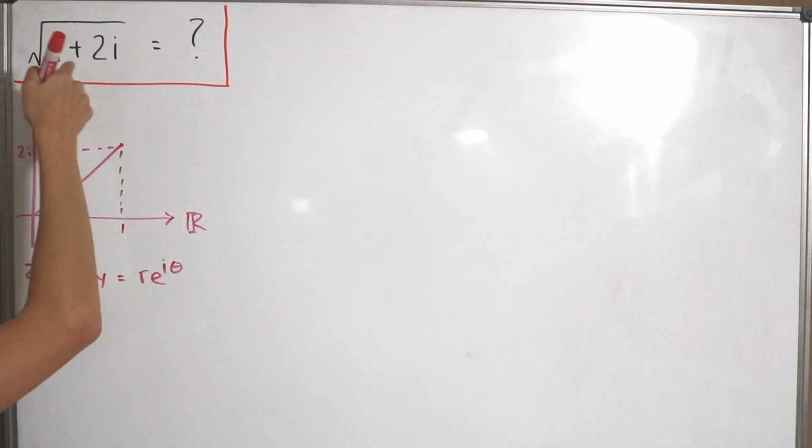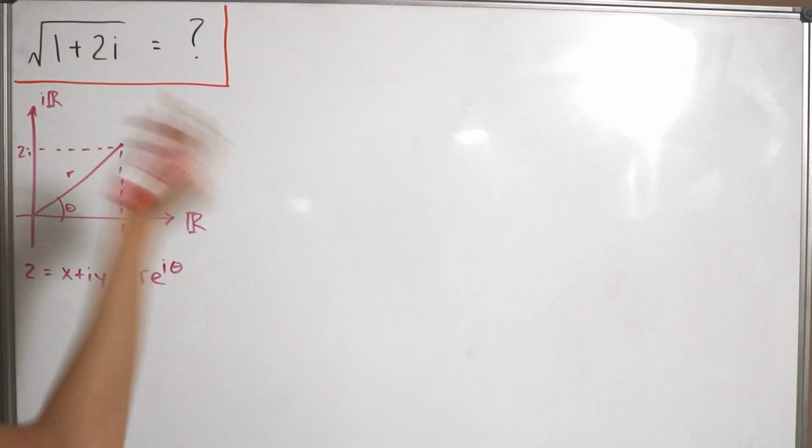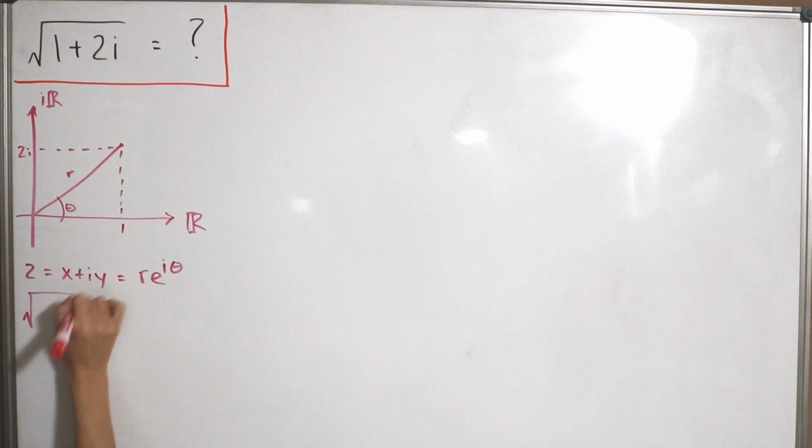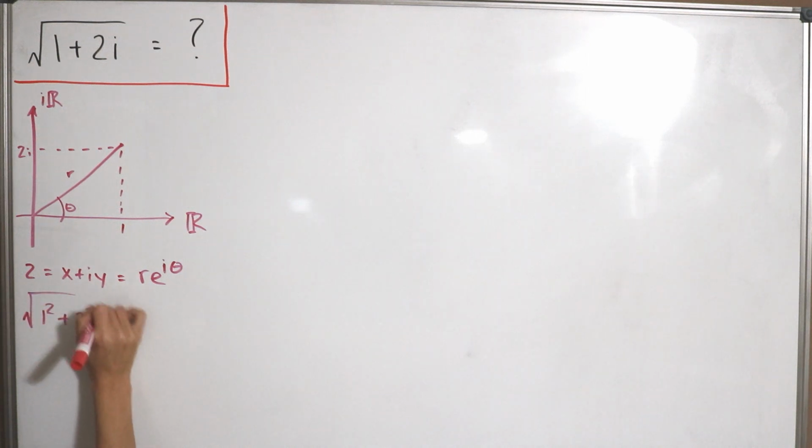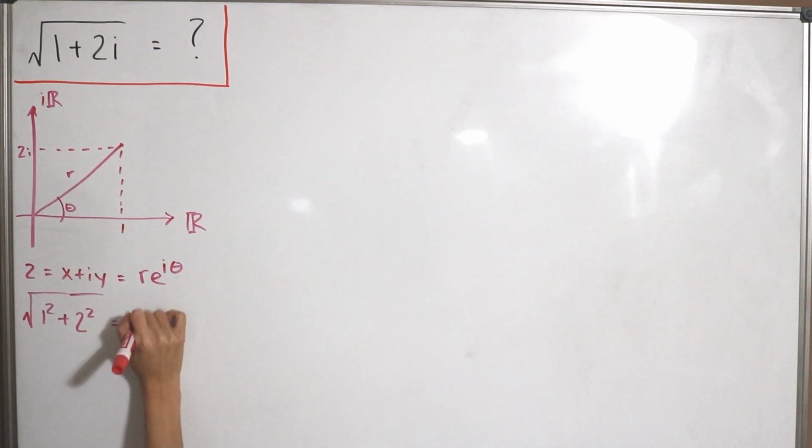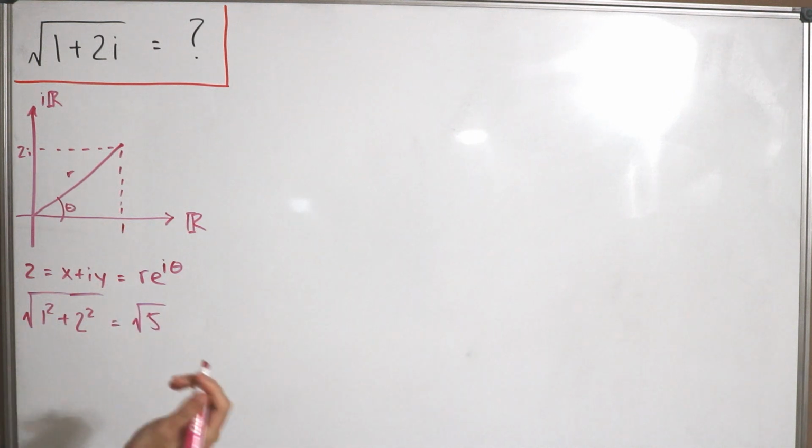Pretty straightforward from there. We know how to calculate the distance: it's just 1 squared plus 2 squared, add those together, and then take the square root. So 1 squared plus 2 squared is just equal to the square root of 5. So we know what the radius is.